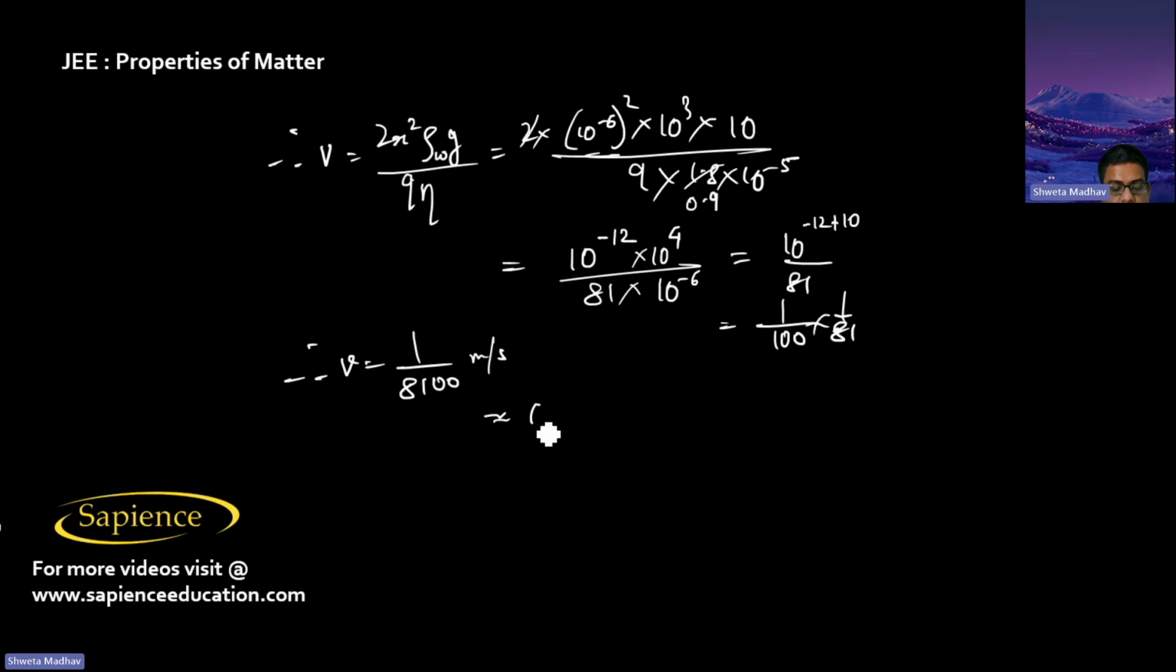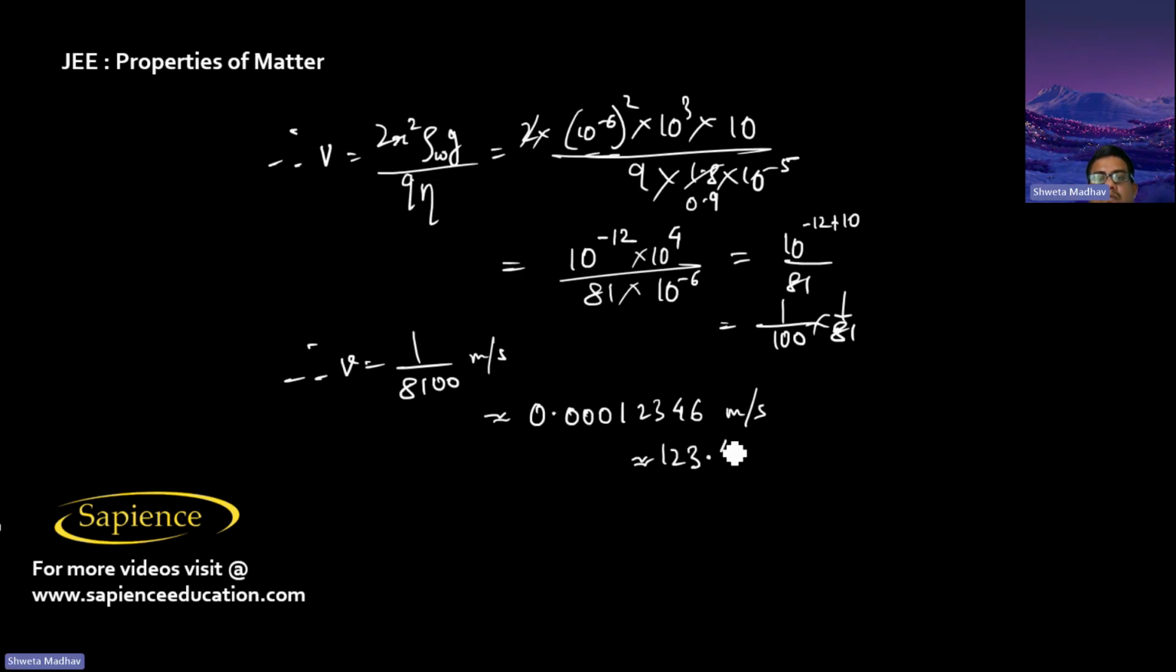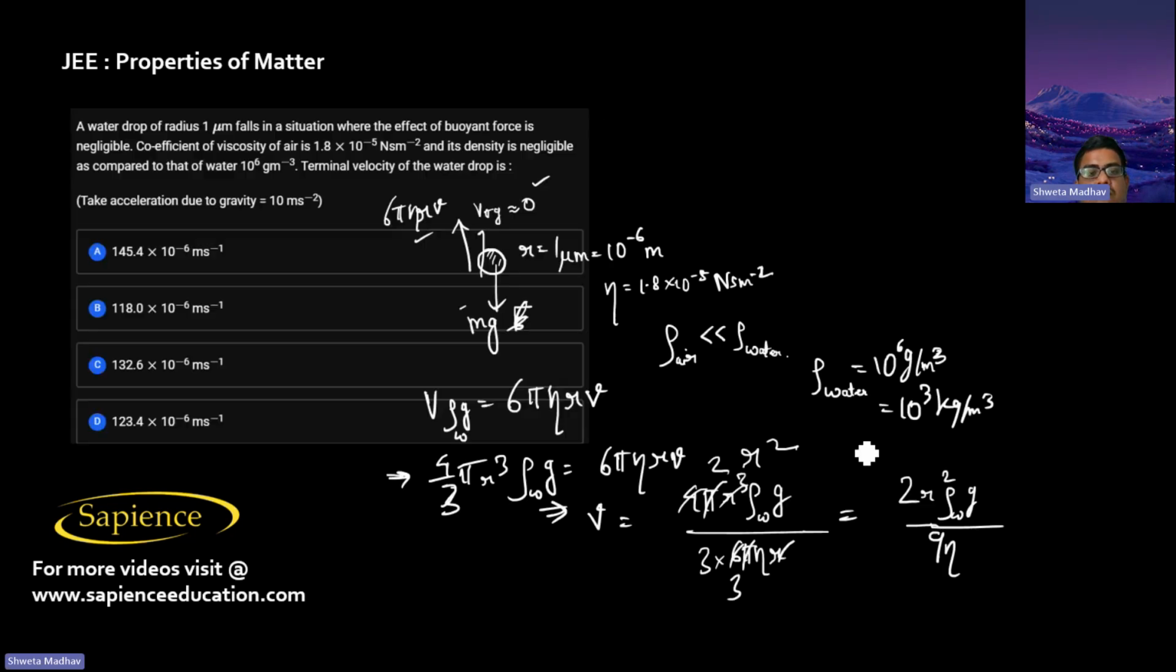So this is approximately 0.0001346 meter per second. It is approximately 123.46 into 10 power minus 6 meter per second. So option D is the correct answer.